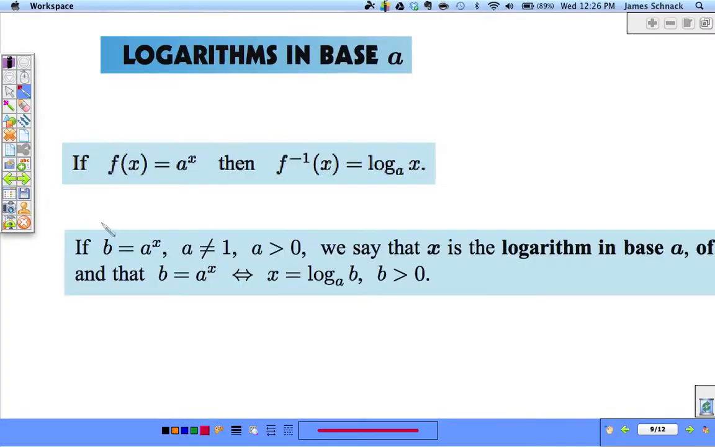Let's further our discussion of logarithms. This time we're going to change to log base a. So no more base 10. We're going to change the base to something else. If f of x equals a to the x, the inverse of that, if you're paying attention in the previous video, should sort of make sense that that's going to be log base a of x. Instead of being 10, we have a now.